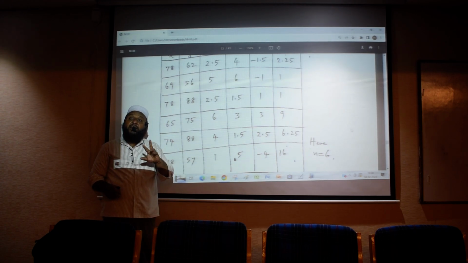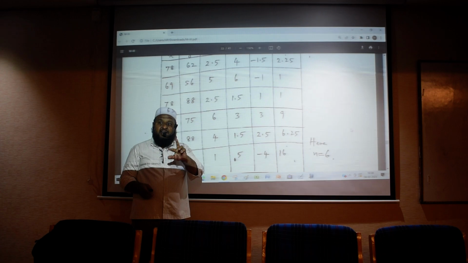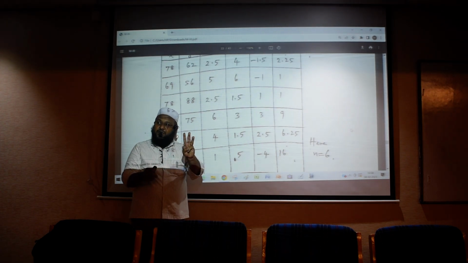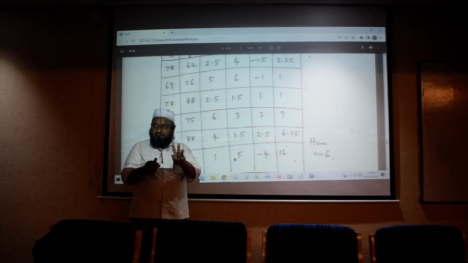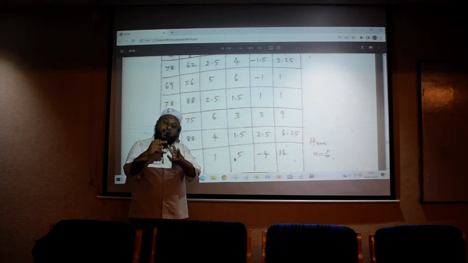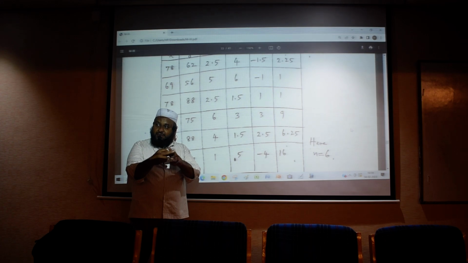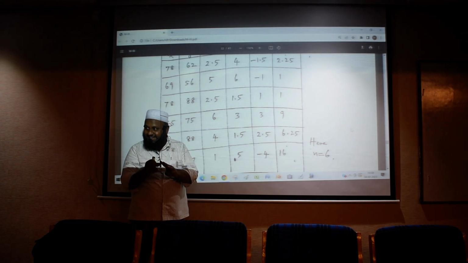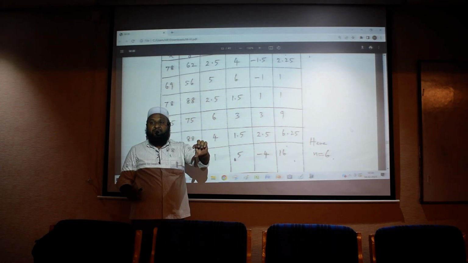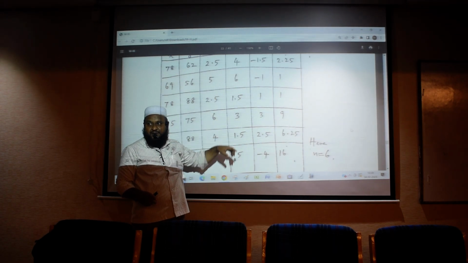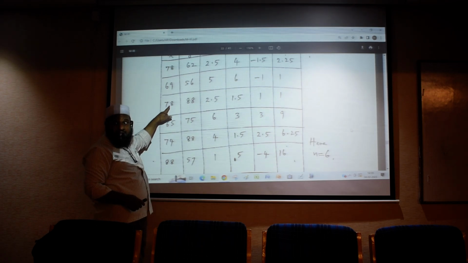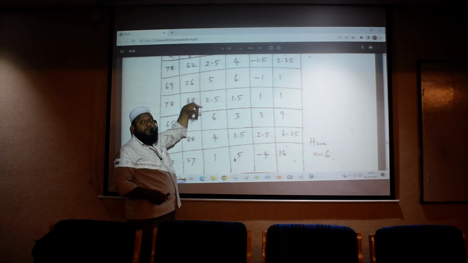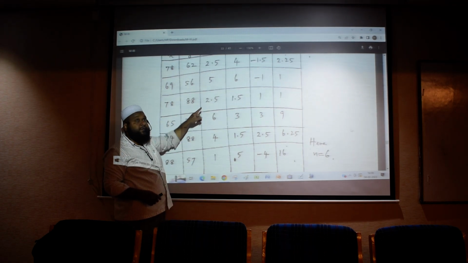Which ranks are tied here? Second and third. So 2 plus 3 is 5, divided by 2. If 3 values are repeated, say second, third and fourth rank, then 2 plus 3 plus 4 divided by 3, not by 2. That average you give for all of them. So here the tie is at second and third rank, so 2.5 will come. Understood up to here?